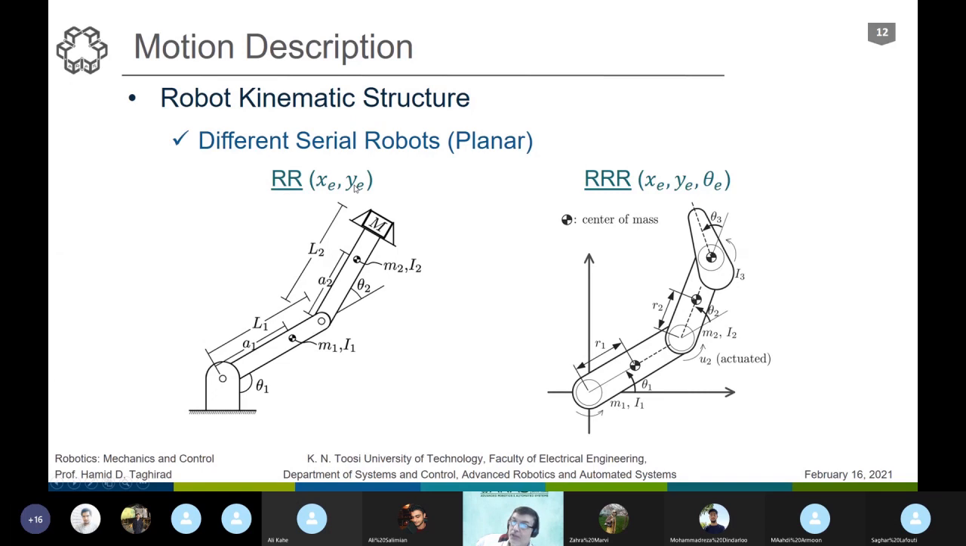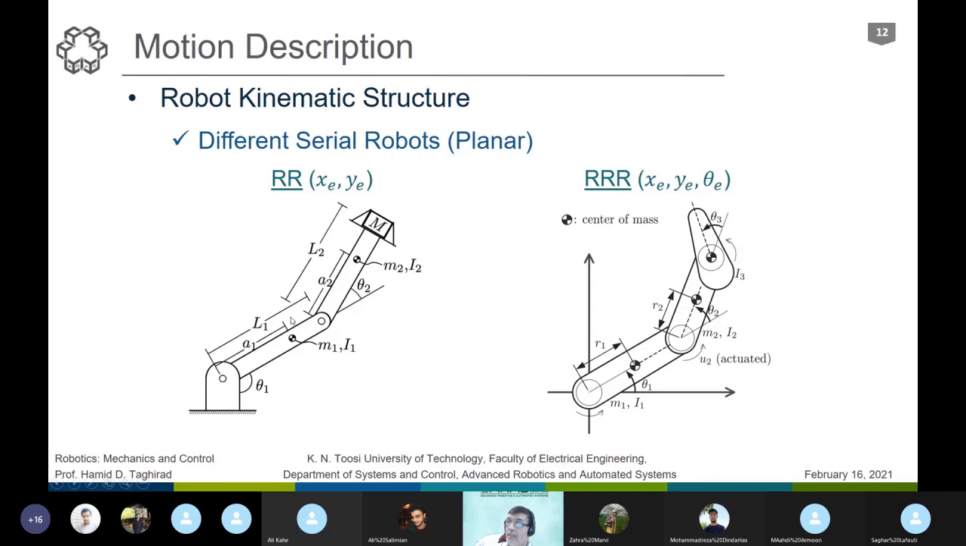We have 2 degrees of freedom in terms of two motors or two rotational joints, and 2 degrees of freedom in terms of what we can get out of the robot. We call it a fully actuated robot. We have 2 degrees of freedom and two actuators.